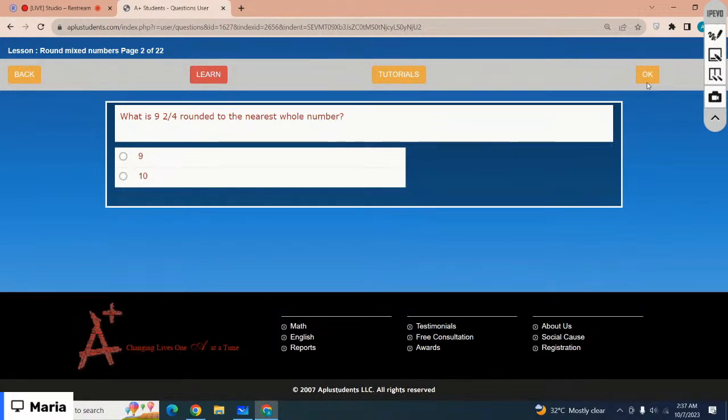What is 9 whole 2 by 4 rounded to the nearest whole number? 9 whole 2 by 4. Just look at the fractional part. 2 by 4 is equal to 1 over 2, right? That means you need to round up. It would be rounded off to 10. The correct option is 10.